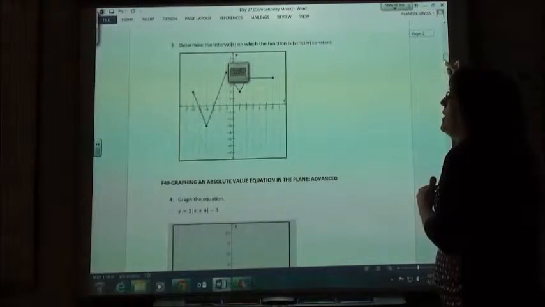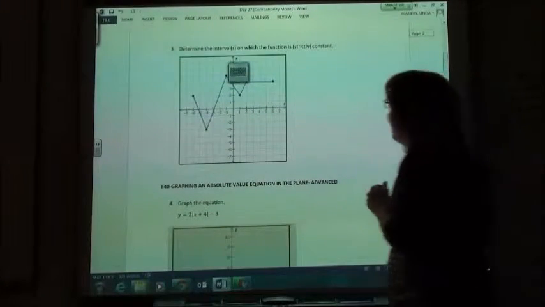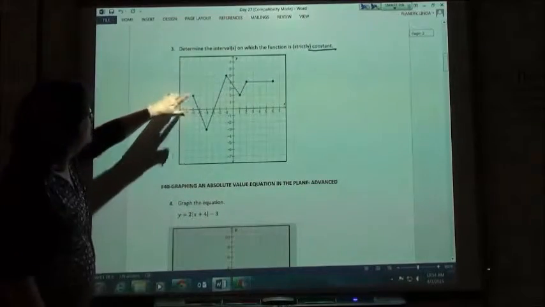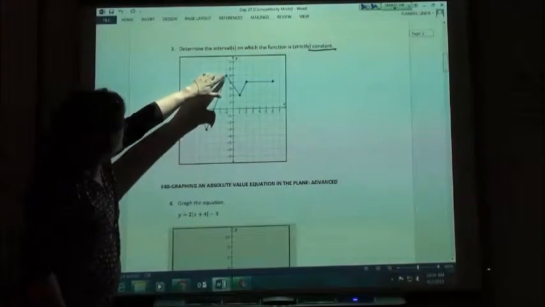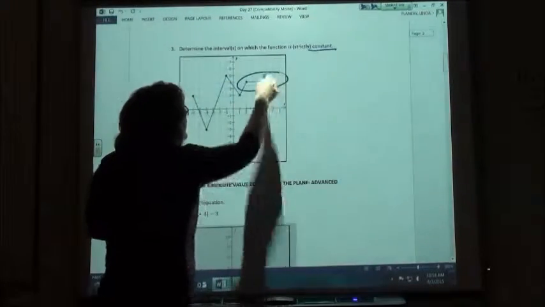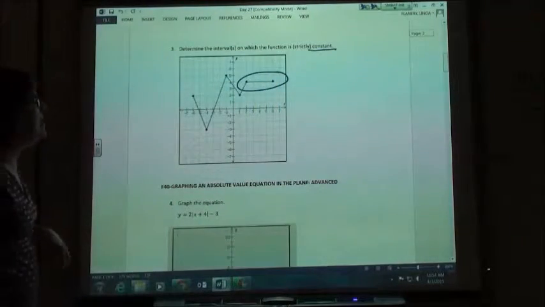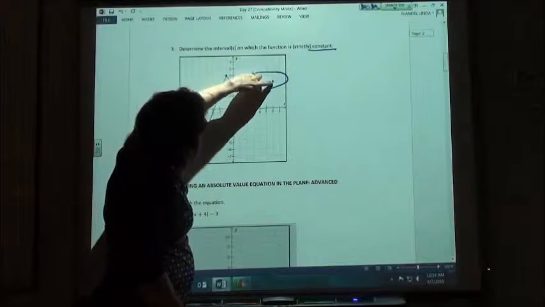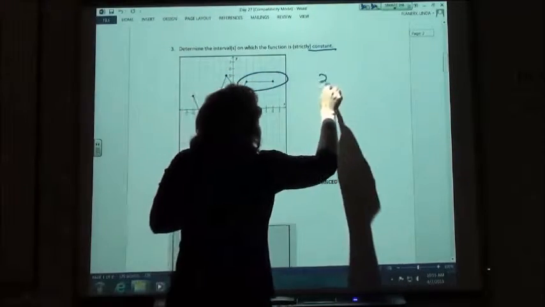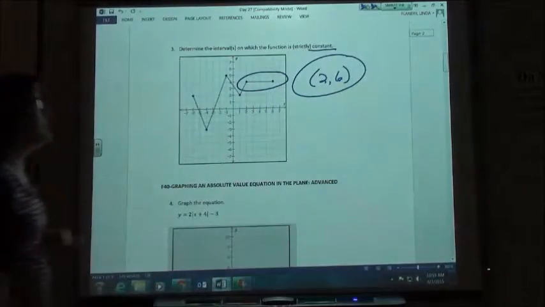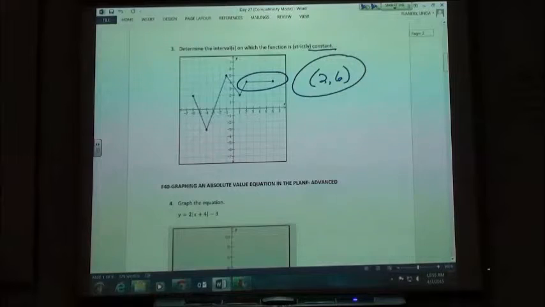Our third one here, determine the intervals on which the function is strictly constant. Where is it constant? Well, it's decreasing, then it's increasing, then it's decreasing, then it's increasing. That's the only section where it's constant. The x values of the endpoints, 2 to 6. So from 2 to 6 is the only section that this one is constant, so I just have that ordered pair from 2 to 6.